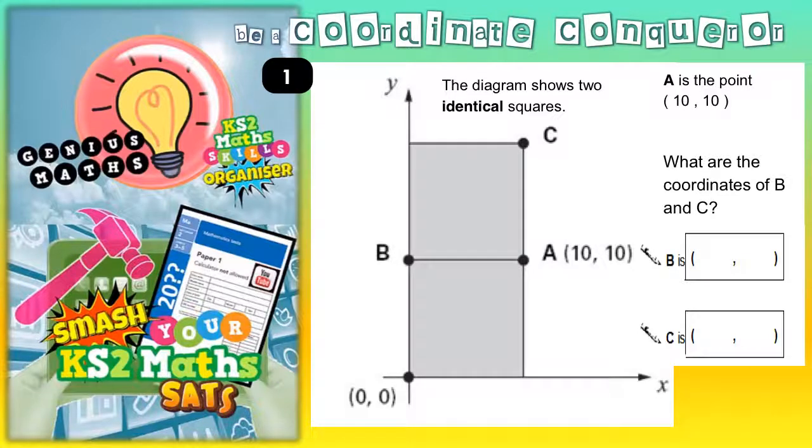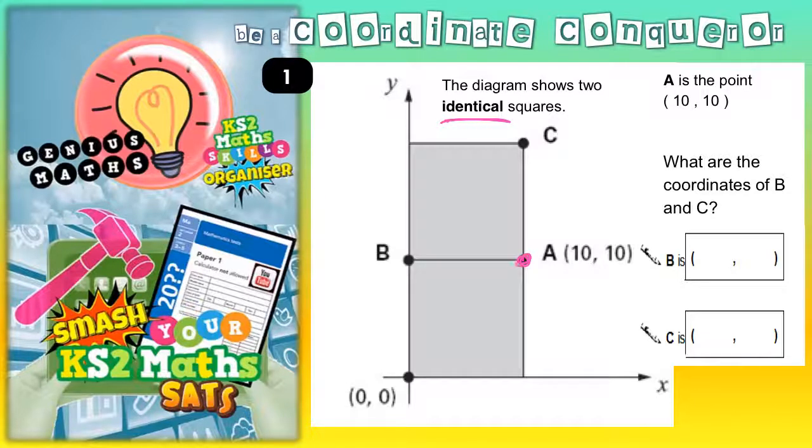Question number 1. The diagram shows two identical squares. The fact that they put the word identical in bold means that that's going to be coming into play later on in the question. A is the point 10, 10. What are the coordinates of B and C?